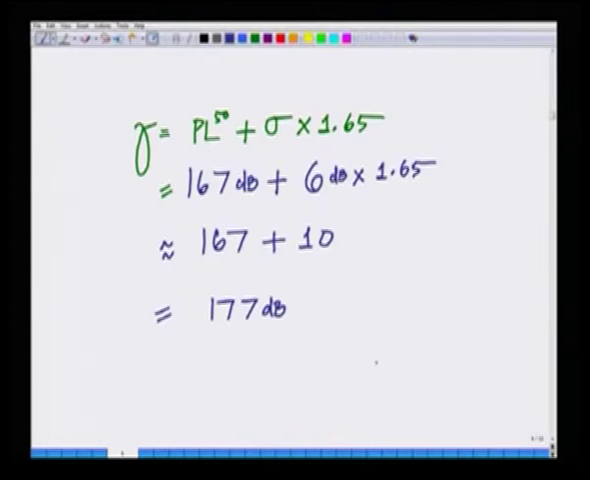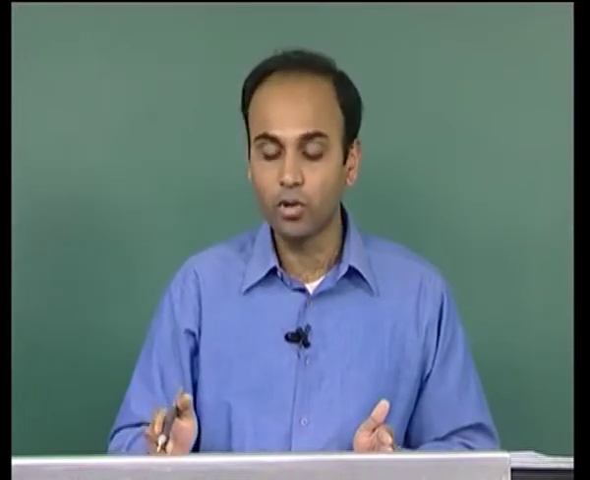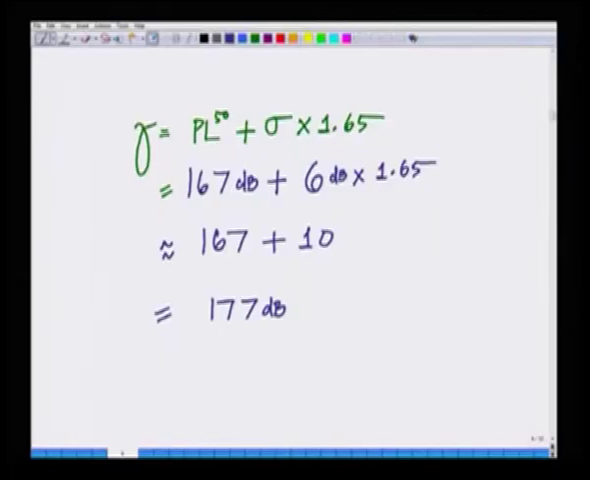Hence, what this example essentially says is that even though the 50th percentile path loss is 167 dB, because of the spread or the randomness, at 50% of the locations it is greater than 167 dB, and at 50% of the locations it is less than 167 dB. So, if you want additional reliability, that it is greater than a certain threshold only 5% of the time, that threshold is not 167 dB, but 177 dB.